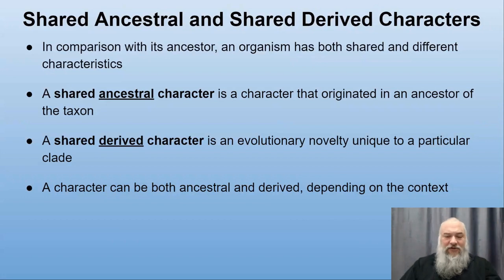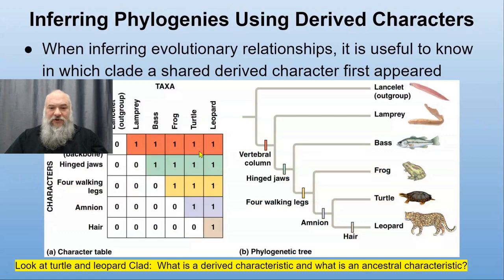Let's take a look at a real example. So when inferring evolutionary relationships, it's useful to know in which clade a shared derived characteristic first appeared. So look at the turtle and leopard clade right here. So this little clade right here. What is a derived characteristic and what's an ancestral characteristic of that little clade?